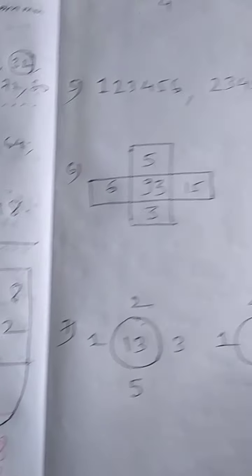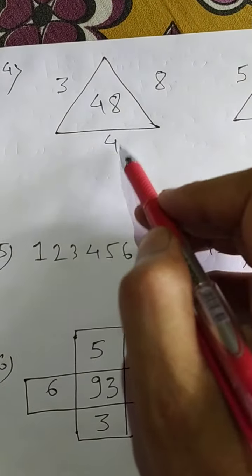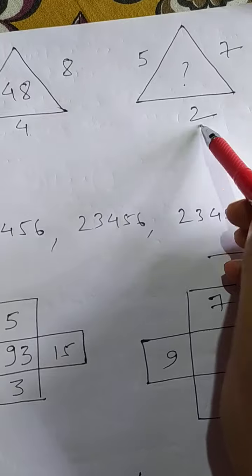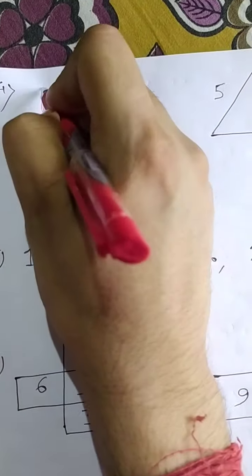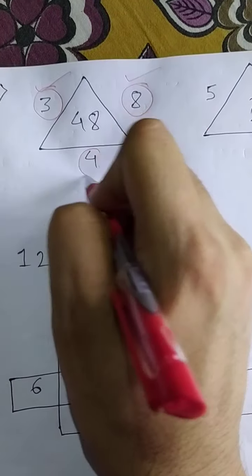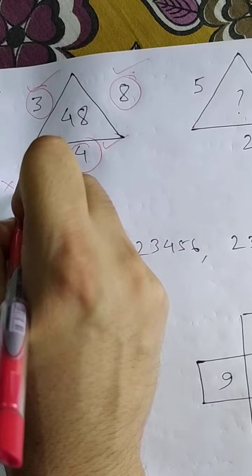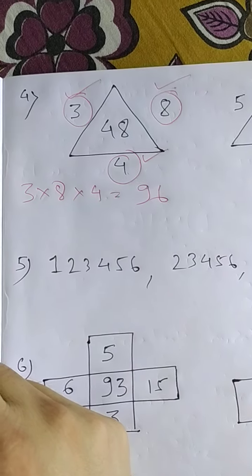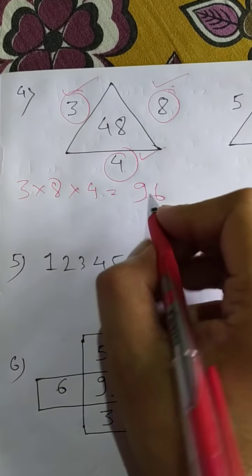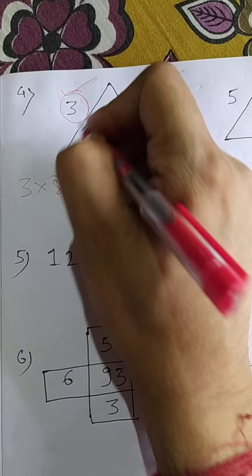Now the next one. This one, a triangle, is given: 3, 8, 4, 48 and here 5, 7, 2, question mark. So let's start, how are you getting this one. First, 3, 8 and 4 you multiply. So how much are you getting? 3 into 8 into 4, you are getting 96. Now if you divide by 2, you will get 48. This one is the answer.